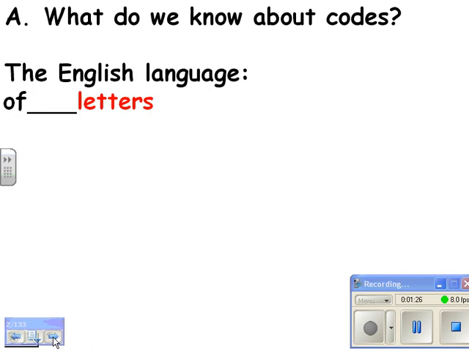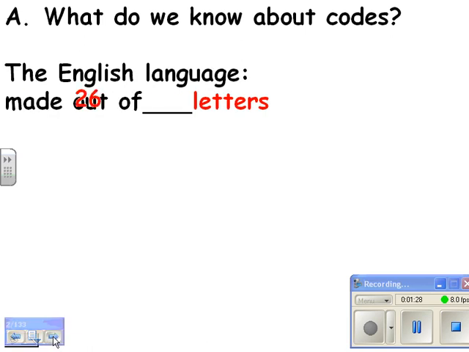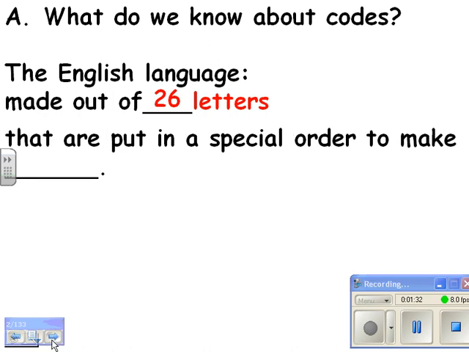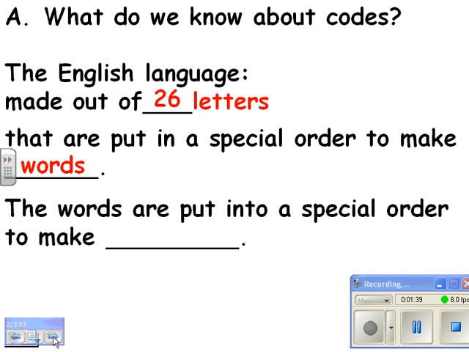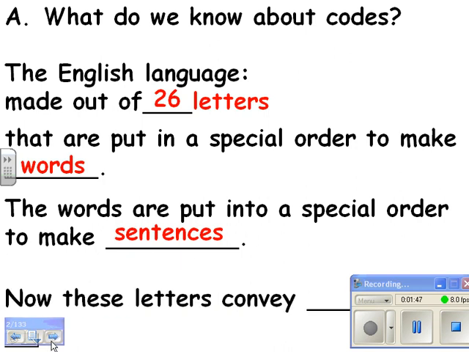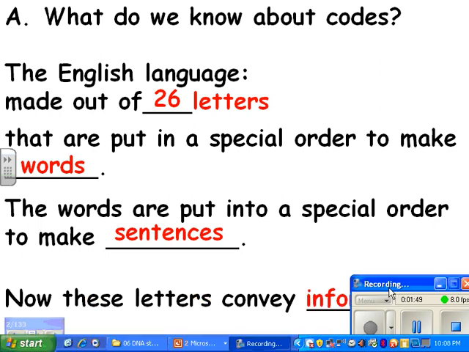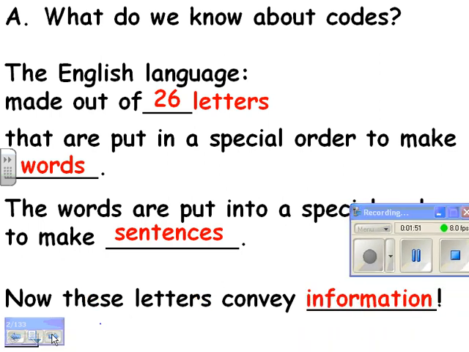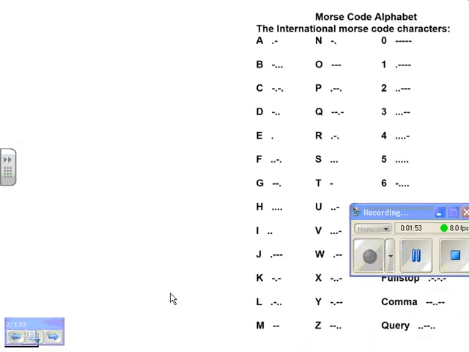So the English language, for example, is made out of 26 letters, A, B, C, D, E, F, G, etc., etc. And you put them together in a special order to make words, like that. And you put the words together in a special order to make sentences. And all these things convey information. So if I write down this stuff, you'll know what it means. So now these letters convey information. Exciting stuff.